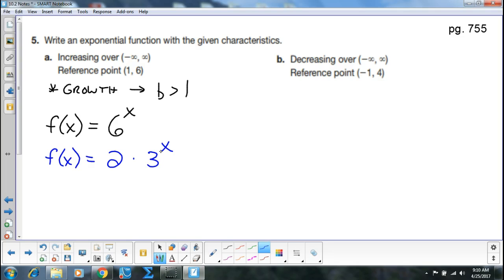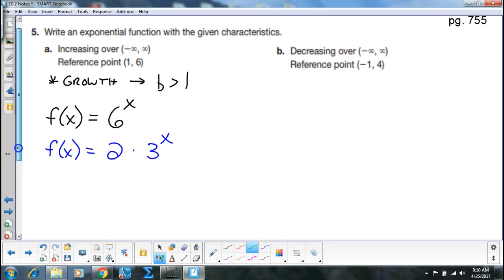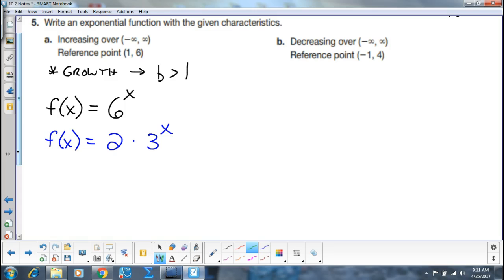Give me another one. 1 times 6 to the x power. That's the same as one that you gave me before. Give me another one. 3 times 2 to the x power. 1/2 times 12 to the x power. There you go. Now we're thinking.